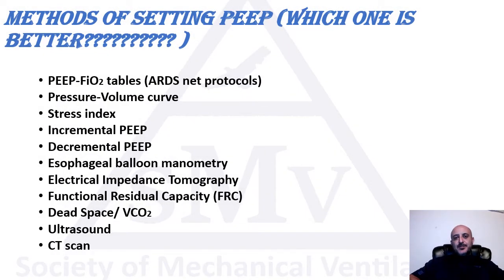So how do we set PEEP, and what's the best method of setting PEEP? We'll talk a little bit about different ways, like the PEEP-FiO2 table, the famous ARDS network protocol, pressure volume curves, stress index, incremental and decremental PEEP, esophageal balloon manometry, electrical impedance tomography, functional residual capacity, dead space and VCO2, or ultrasound or CT scans. There is no evidence that one method is better than the others, and maybe I would be biased towards some more than the others.